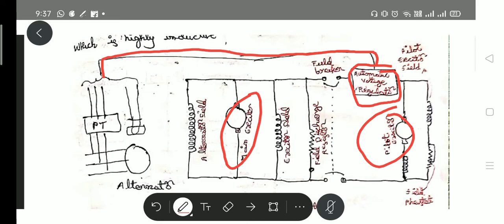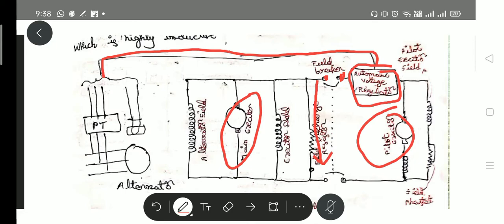In the middle of the session, if any field current fault occurs, the field breaker will open. The stored energy is dissipated through the field discharge resistor. In this resistor we get the field discharge.